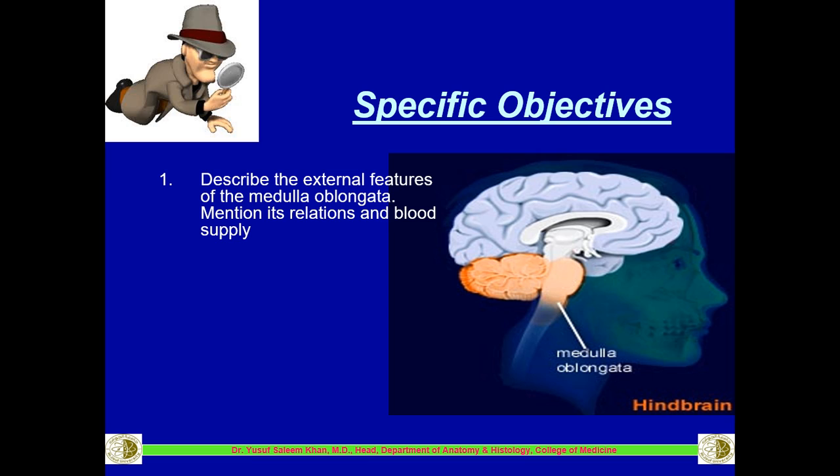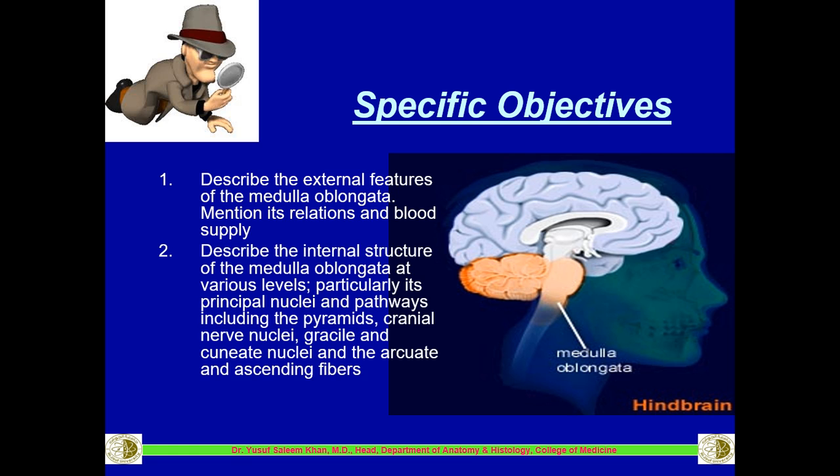The specific objectives which I will try to cover: first, describe the external features of the medulla oblongata, mention its relations as well as its blood supply, and describe the internal structure of the medulla oblongata at various levels, particularly its principal nuclei and pathways including the pyramids, cranial nerve nuclei, gracile as well as the cuneate nuclei, and the arcuate and ascending fibers.